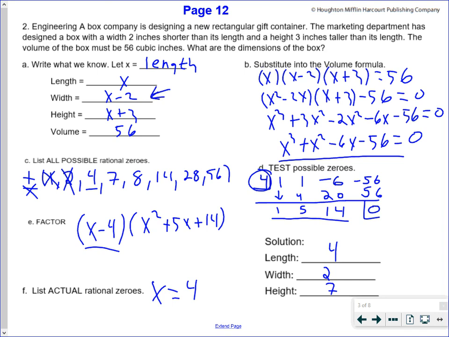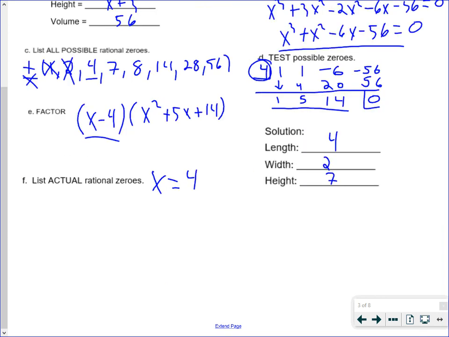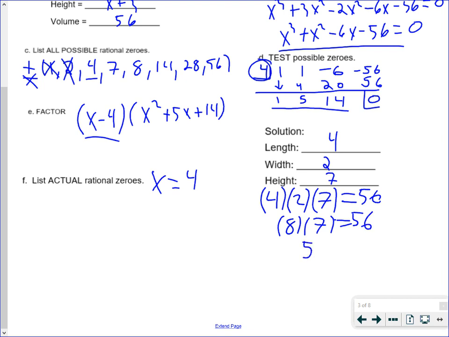And now we can list our actual rational zero, which just happens to be 4. So we plug our 4 into our terms for the length, width, and height. If we do, we get our length to be 4, our width to be 2, and our height to be 7. And you can double check yourself here as well. If you multiply 4 times 2 times 7, you should get the volume of 56 that we were told. 4 times 2 is 8. 8 times 7 is 56. So that means our answer is correct, and we're good to go.